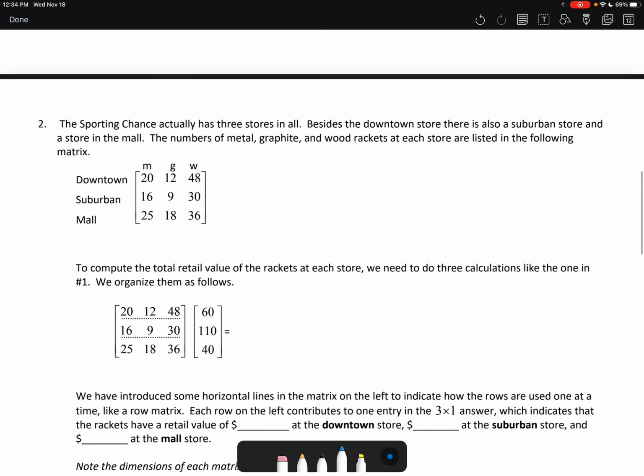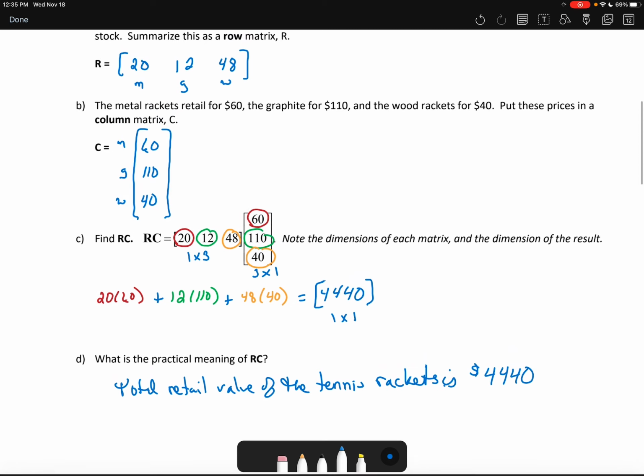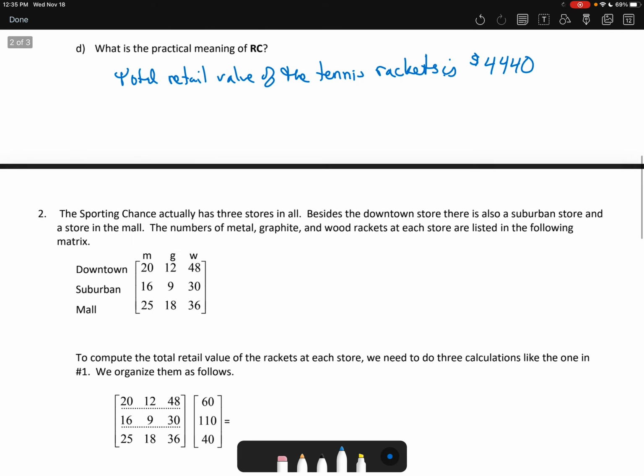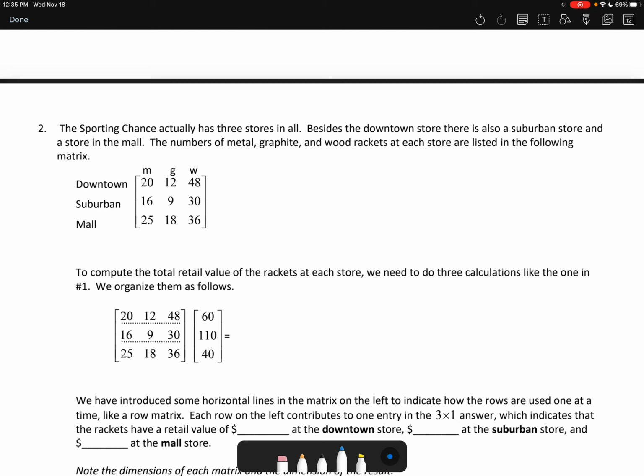Okay, so this Sporting Chance actually has 3 stores total. Besides the downtown store, which we just looked at, there's also a suburban store and a store in the mall. So now we have the numbers of metal, graphite, and wood rackets in each store listed in the following matrix. So now we have a 3x3 matrix. The first row is the same as R. That's the downtown store, which had 20 metal, 12 graphite, and 48 wood. But now we have a second row, the suburban location, that has 16 metal, 9 graphite, and 30 wood.